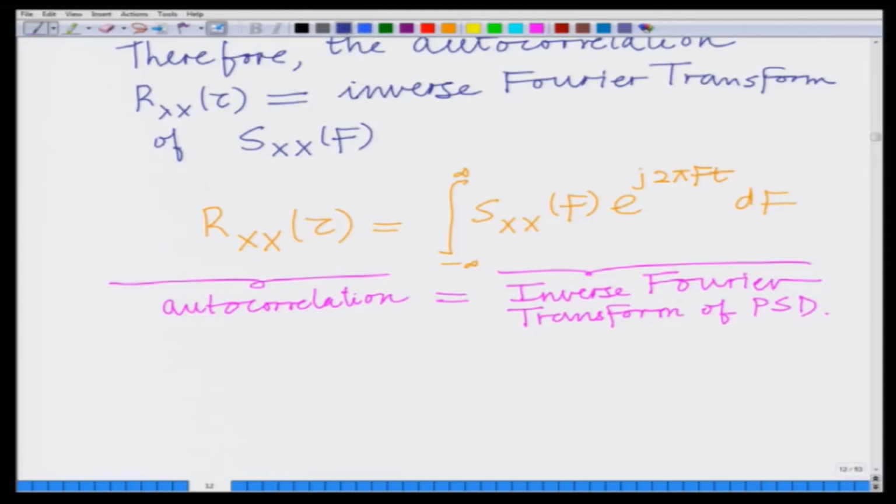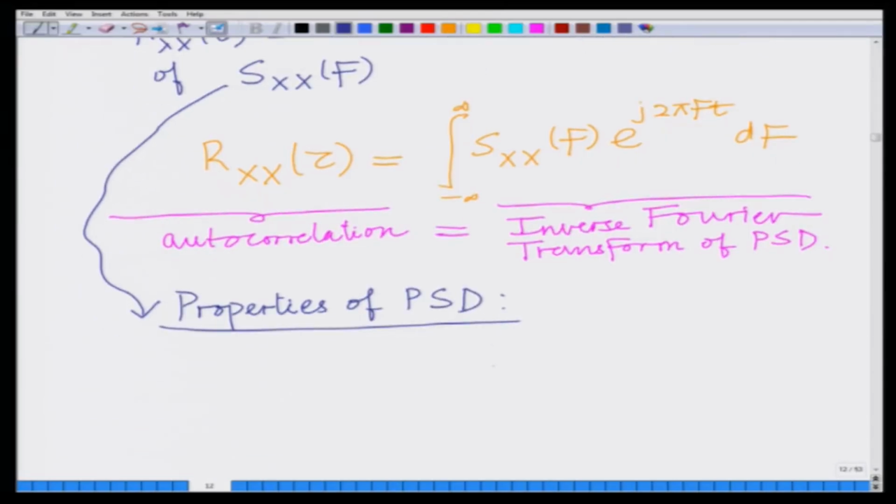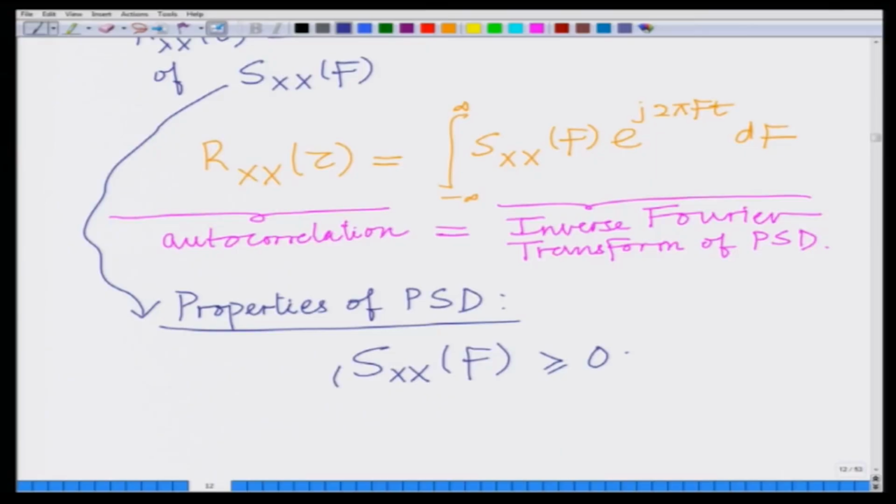Further, some interesting properties of the power spectral density can be shown, which I am not going to prove here. Properties of the power spectral density. One is that it is associated with power, so naturally it has to be greater than or equal to 0. Further, it is a power, so it has to be a real quantity. It cannot be a complex quantity, since it is related to the density of power.